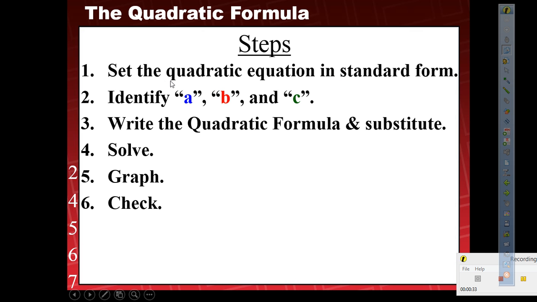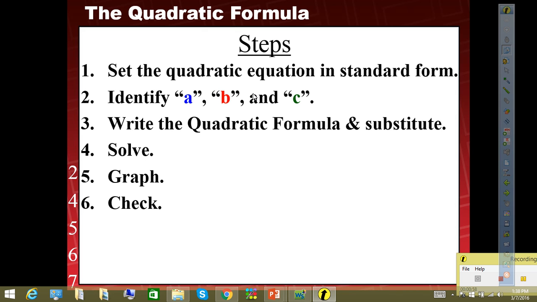Step 1, set the quadratic equation in standard form. Step 2, identify A, B, and C. Step 3, write the quadratic formula and substitute. Step 4, solve. Step 5, graph. Step 6, check. Copy that, please.